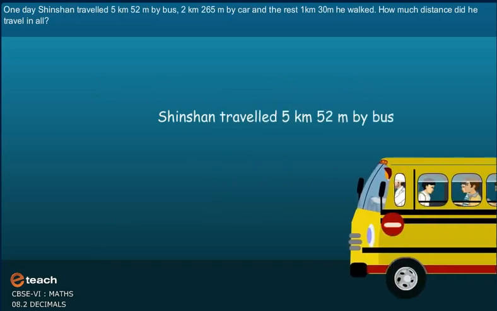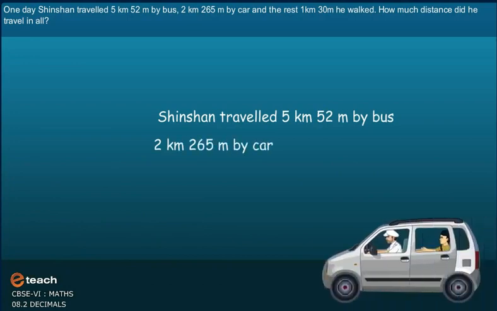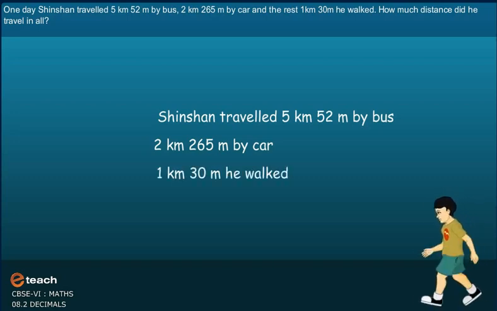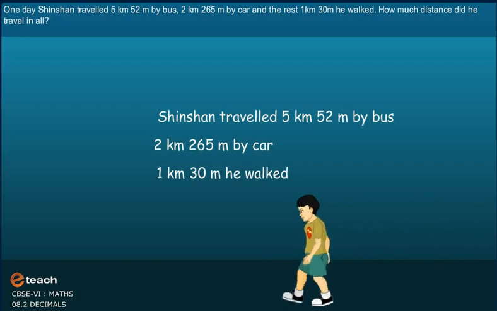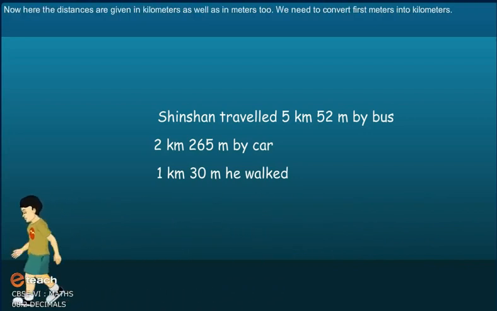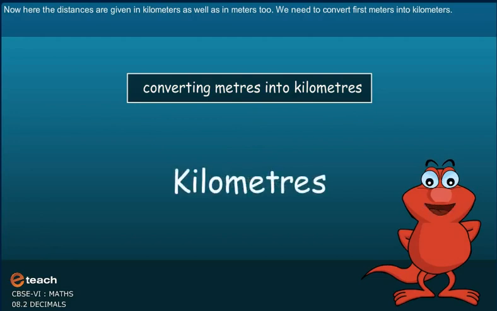One day, Shinshan travelled 5 km 52 meter by bus, 2 km 265 meter by car, and the rest, 1 km 30 meter, he walked. How much distance did he travel in all? Now, here the distances are given in kilometers as well as in meters. We need to convert meters into kilometers first.